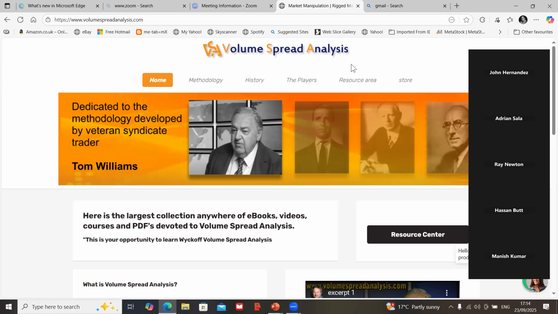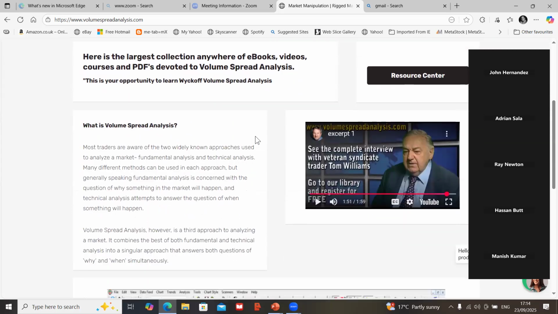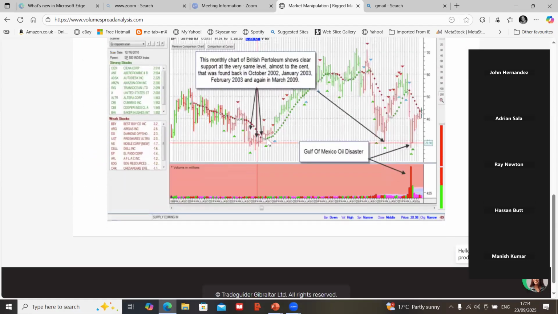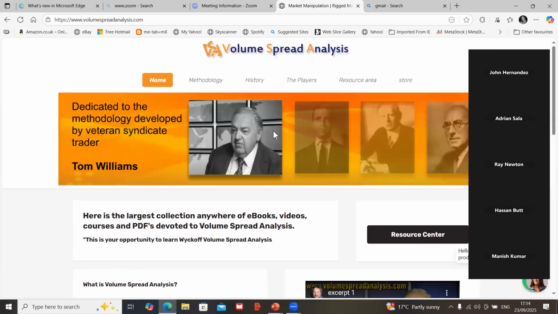Ultimately, we've covered quite a lot there. I must admit, I've overrun a little bit, but the methodology is very clearly explained here. And when I say a methodology, people say, well, what's a methodology? Well, it's basically a way of analyzing a chart. And when I talk about price charts, it's data.